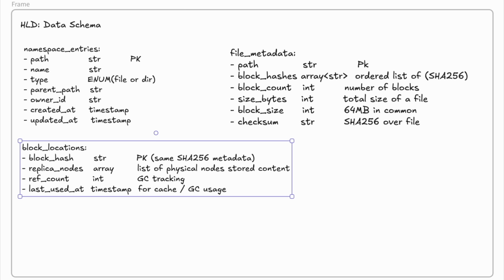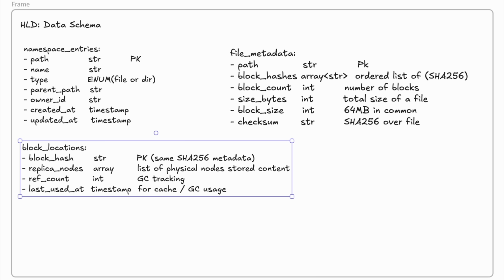Third, block locations. This table maps each content-addressed block hash to a list of storage nodes that hold its replicas. The block hash, SHA-256 of the block content, is the primary key and ensures deduplication. Identical content results in the same hash and is stored only once. Replica nodes holds an array of node identifiers that currently host this block, which supports high availability and latency-aware routing.